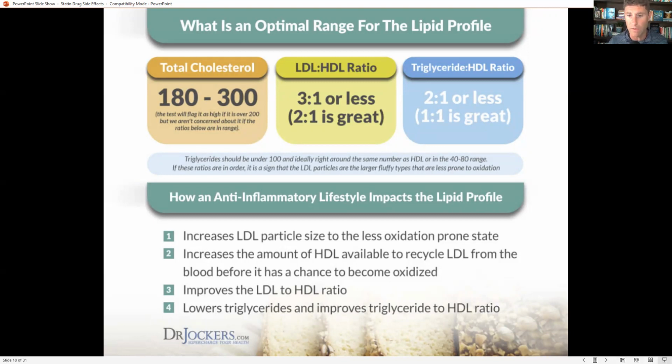Their C-reactive protein is good. Their fasting insulin is great. Blood sugar is great. So all those other markers are optimal. So these people are not at risk. So again, that is why I don't put as much weight in your LDL to HDL ratio or your total cholesterol, but I do put weight in your triglyceride to HDL ratio, which again should be 2-to-1 or less and close to 1-to-1.